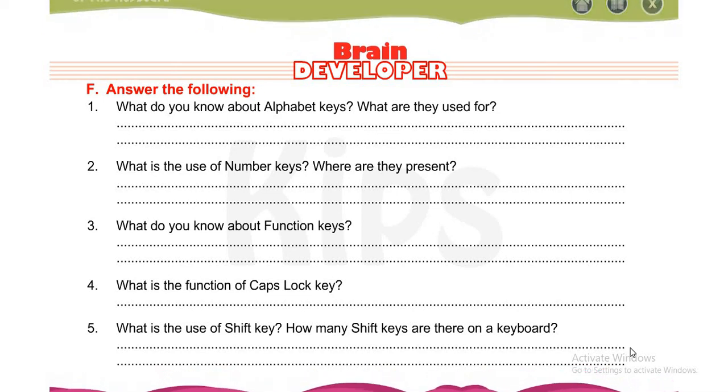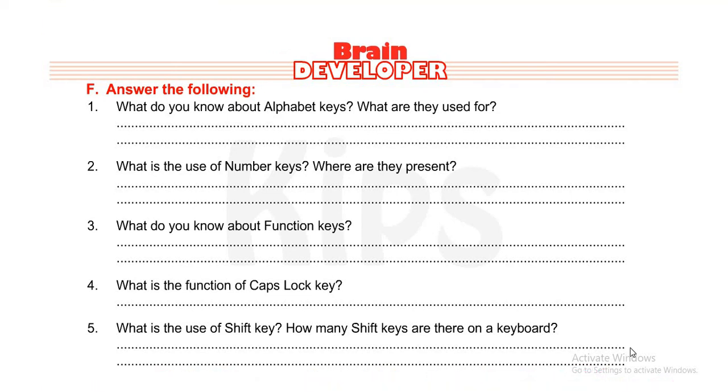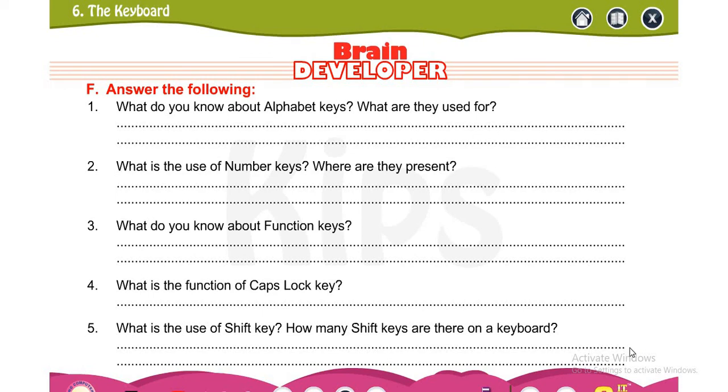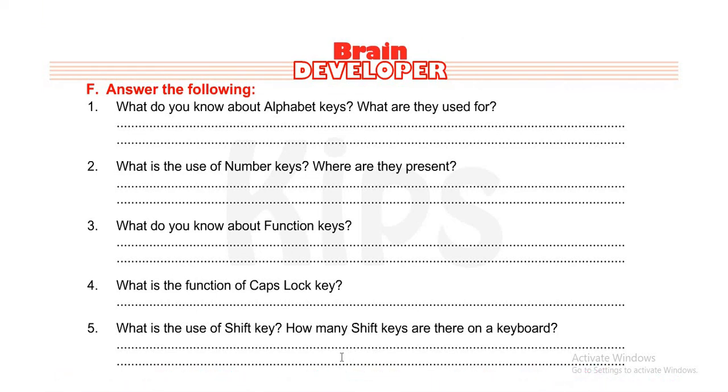This answer is on page number 53, alphabet key. The answer is: there are 26 alphabet keys from A to Z. They are not present in alphabetic order. These keys are used to type a word, sentence or a paragraph. This is the answer for the first question.